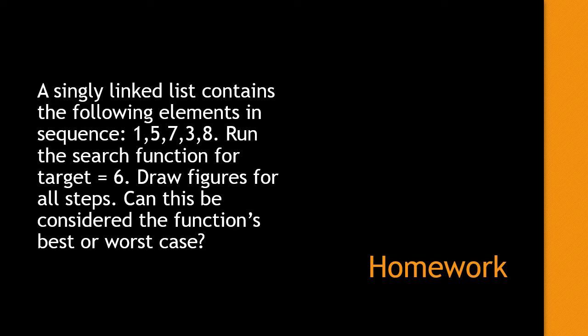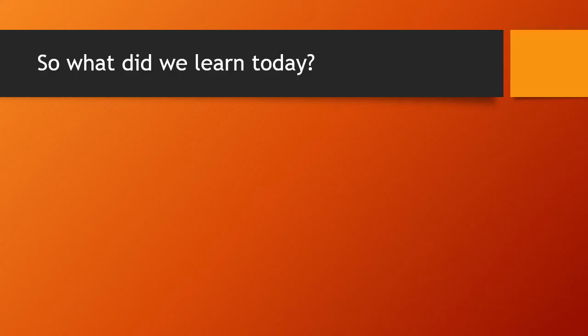A singly linked list contains the following elements in sequence: 1, 5, 7, 3, 8. Run the search function for target equals 6. Draw figures for all steps. Can this be considered the function's best or worst case? This is your homework. So what did we learn today?